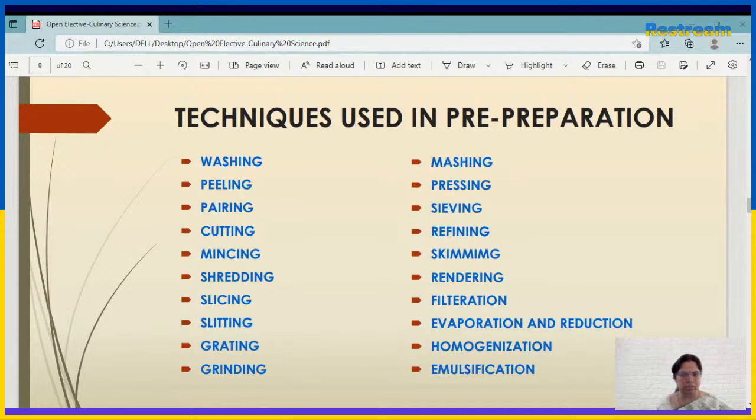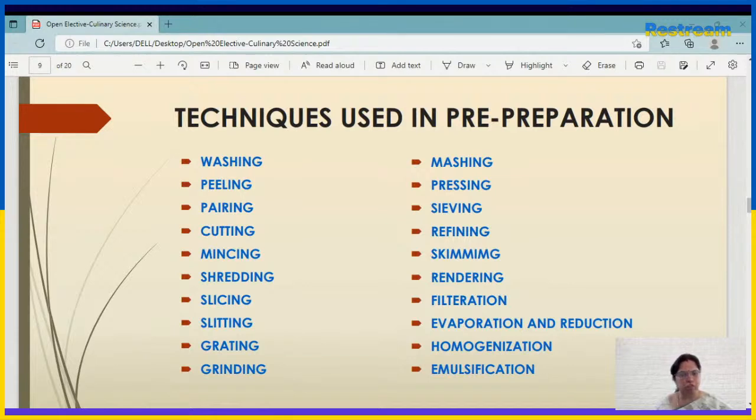Grating, for example coconut, which is grated into small particles. Grinding, that is reducing to small pieces by crushing, into a masala. Mashing means breaking up into soft food. Pressing, separating the liquid portion from solids, for example in cheese preparation. Then sieving, to remove dirt and impurities. Then refining, freeing any material from impurities, for example sugar.